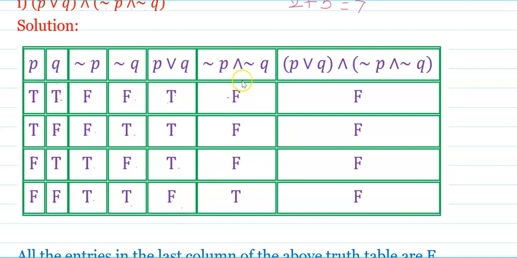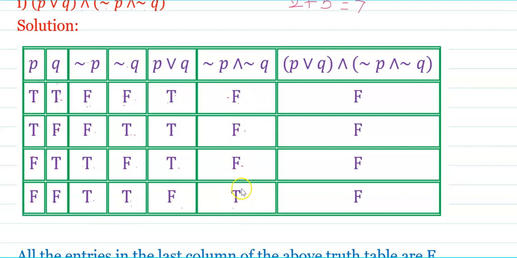Now next we'll find out the AND between column number 3rd and the 4th. What do we remember for AND? If both of them are true, then it is true. Here both of them are false, so F, again F, F. If both of them are true, then it is true, otherwise F.